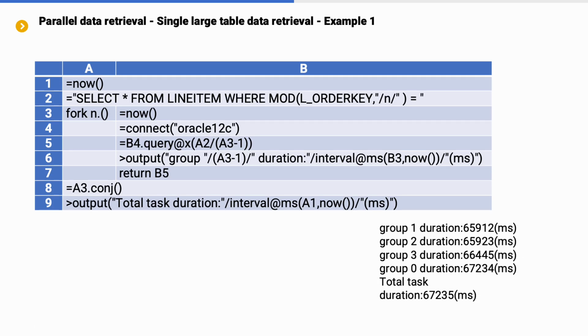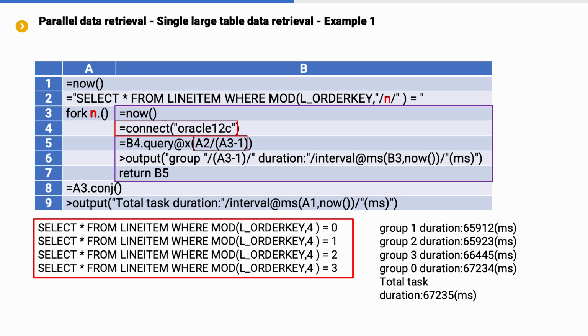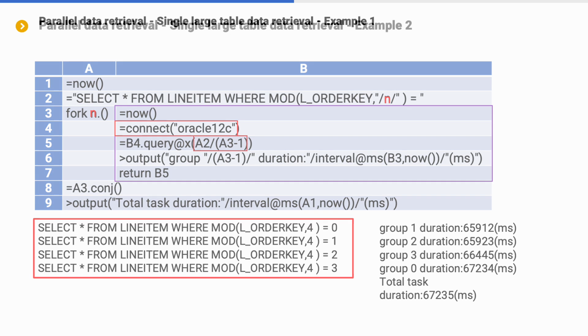Taking the lineitem table of TPCH as an example, the script for parallel data retrieval with 4 threads looks like this. Among them, n is the script parameter. For the use of parameters, please refer to relevant tutorials. Setting the value of n to 4 will generate 4 threads in A3, each executing code blocks B3 to B7 simultaneously. It should be noted that each thread needs to connect to the database separately in order to truly achieve JDBC parallel data retrieval. The SQL actually executed in B5 is like this.